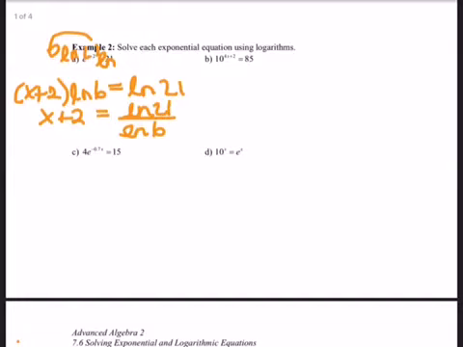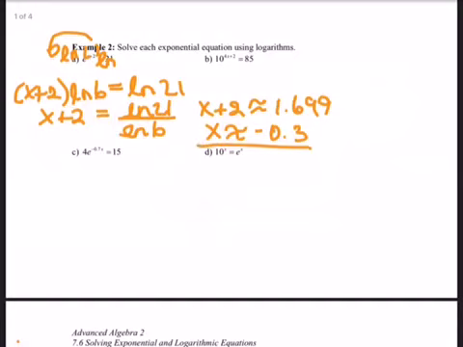So natural log of 21 divided by natural log of 6, Control Enter, and I get x plus 2 is about equal to 1.699, and then I'm going to subtract the 2. So subtract 2 from that, and I get x is approximately negative 0.3. It doesn't matter what the base is, okay? You can still do the same thing no matter what.